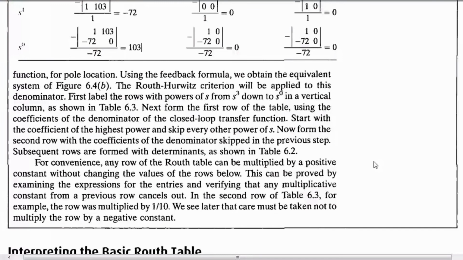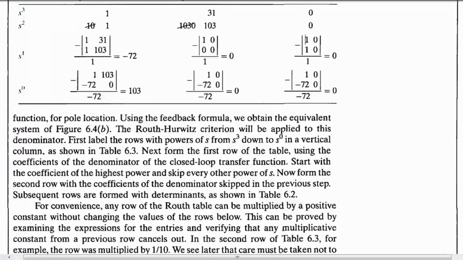For convenience, any row of the Routh table can be multiplied by a positive constant without changing the values of the rows below. This can be proved by examining the expression for the entries and verifying that any multiplicative constant from a previous row cancels out. In the second row of table 6.3, the row was multiplied by 1 over 10. We see later that care must be taken not to multiply a row by a negative constant. So this is the way we can find the Routh table.